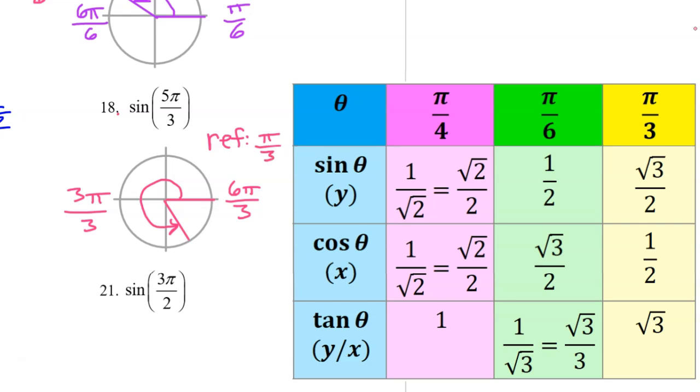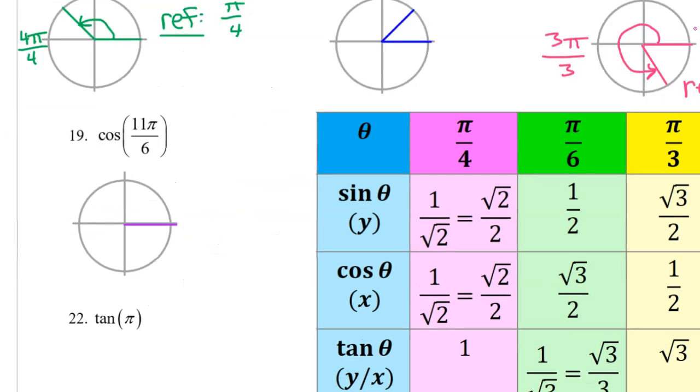Since the sine of pi over 3 is radical 3 over 2, the answer will either be radical 3 over 2 or negative radical 3 over 2. On the unit circle, sine is the y value. Since y values are negative in the fourth quadrant, the answer will be negative radical 3 over 2.